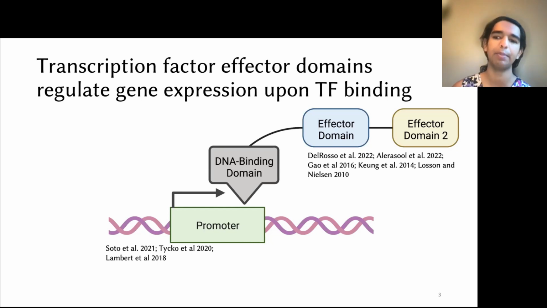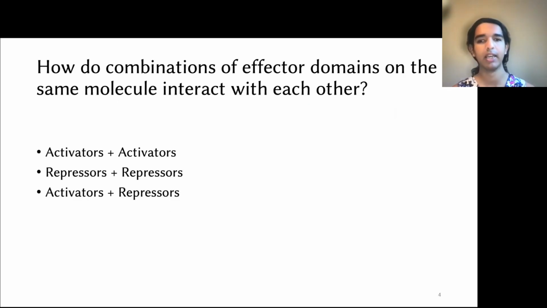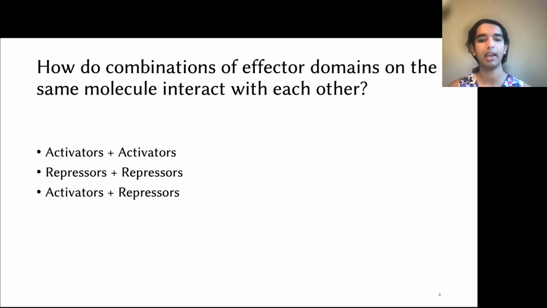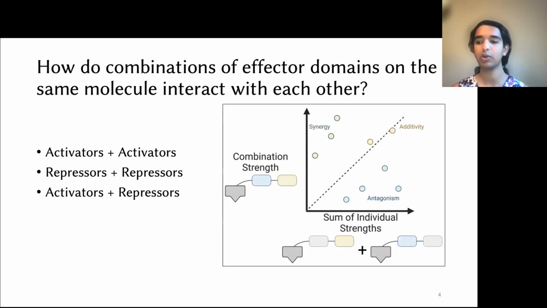The way that we operationalized thinking about this when looking at pairs of activators, pairs of repressors, or activators with repressors was to think about how they behaved when you paired them up versus when they were paired with non-functional or control domains. The reason we operationalized it this way is because it's not immediately obvious that a transcription factor effector domain that's paired with another effector domain would behave the same as when it's on its own, even if its partner isn't doing anything.